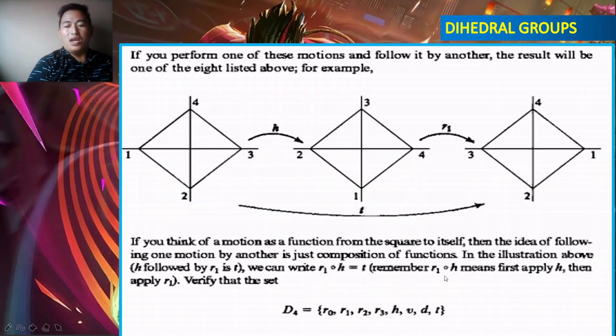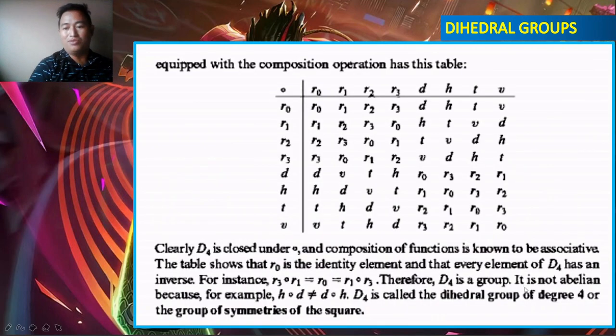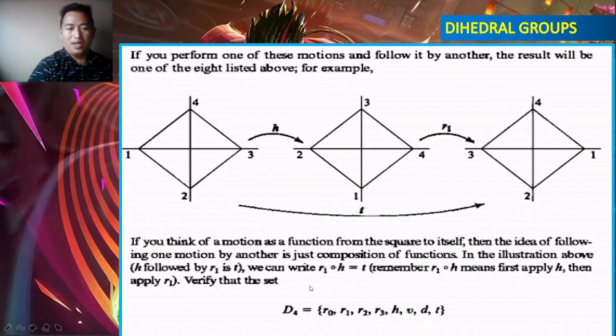So, remember, R1 compose H means that, first, apply H. So H is applied first. Then, apply R1. So, verify that the set D4, the set of rotations R0, R1, and so on, has 8 elements in all, right? Four rotations and four reflections, H, V, D, T.